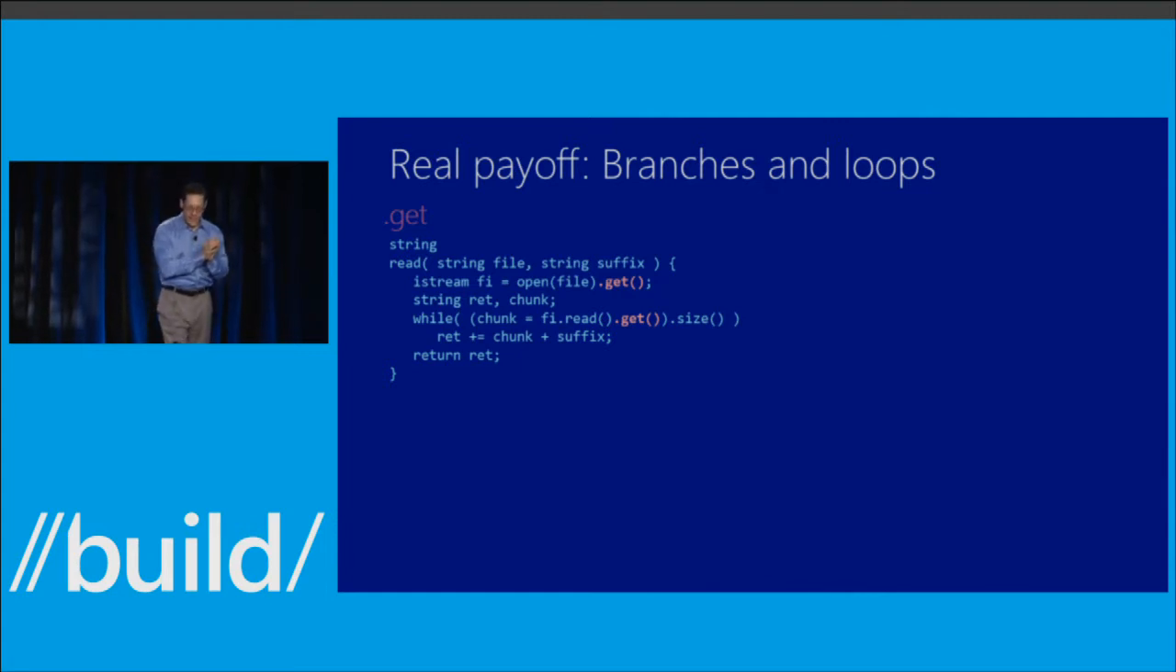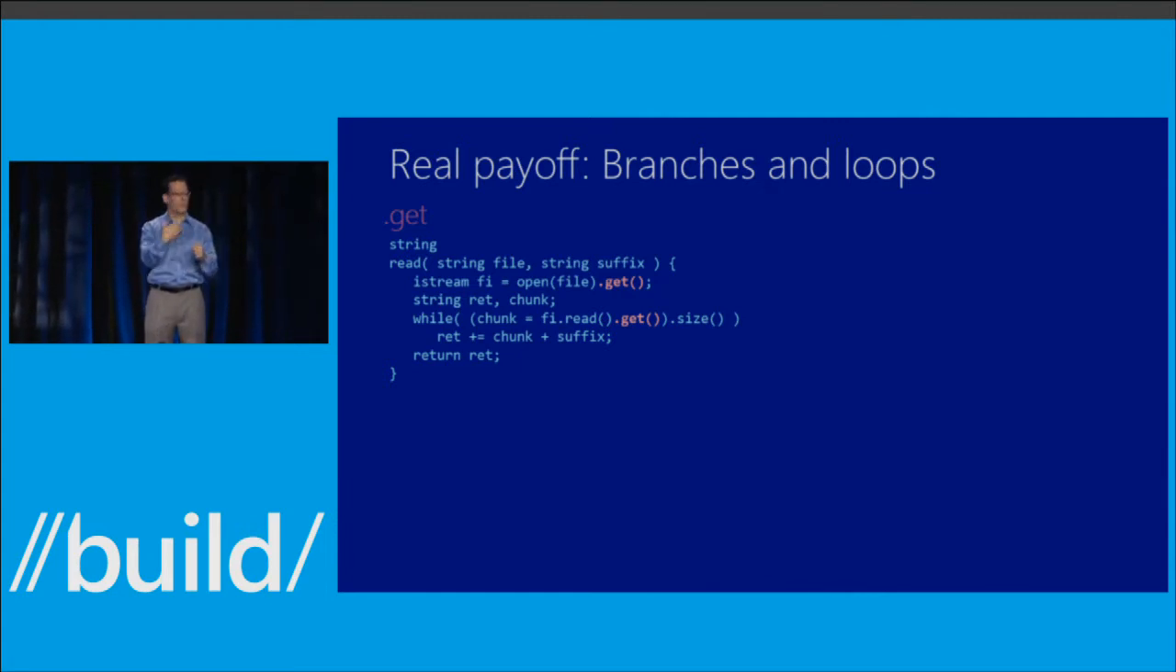Ret and chunk. And then we go through a little loop where we call read, which is an async call. So again, we immediately block. And we get the size. If it's not empty, we record it and its suffix. And we keep going, doing async reads, blocking each time, until we get to the end. We get an empty chunk, and we're done.